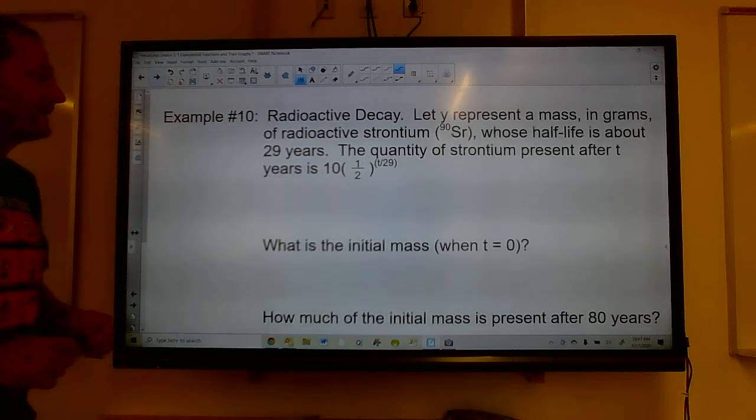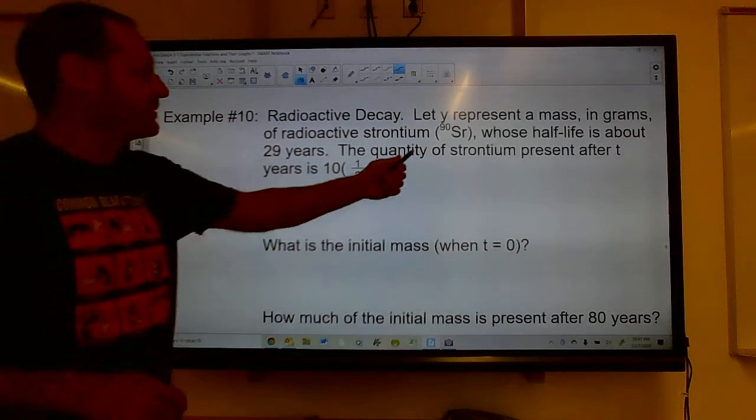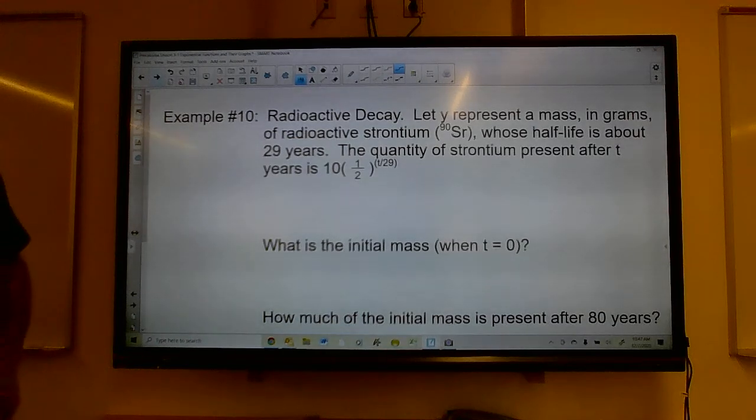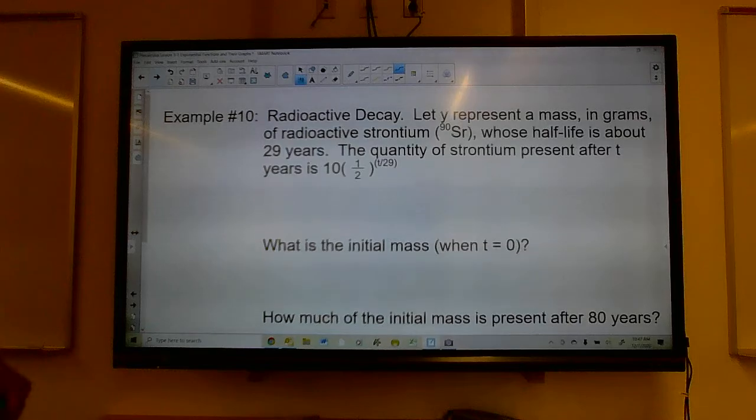Okay, radioactive decay. Let y represent a mass in grams of radioactive strontium, whose half-life is about 29 years. The quantity of strontium present after t years is 10 times 1/2 to the t divided by 29 power. What is the initial mass when t equals 0?